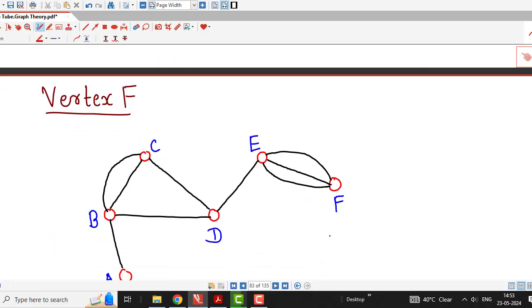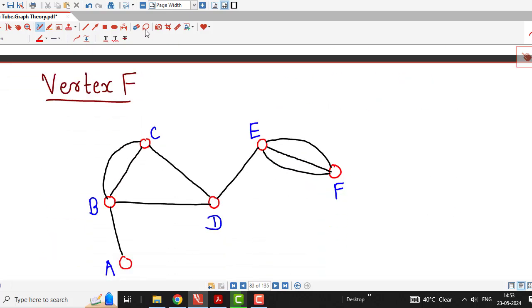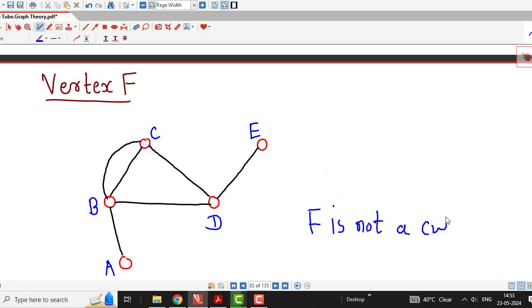Then we have to check for vertex F. So let's remove this edge, this edge, this edge, and vertex F, and we obtain a connected subgraph. So F is not a cut vertex, because after removing vertex F and all edges incident with vertex F, we obtain a connected subgraph.